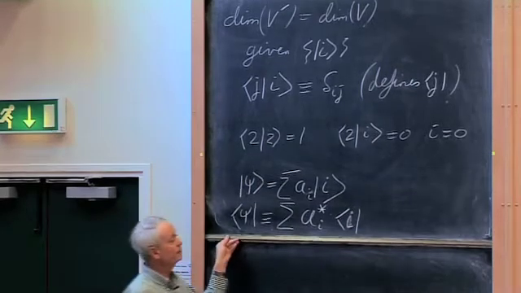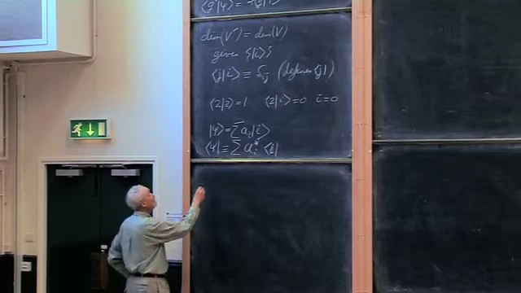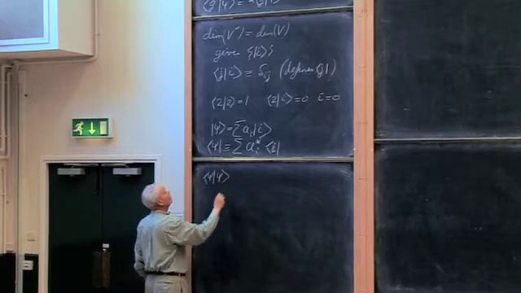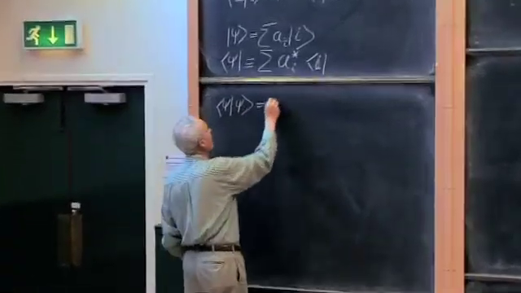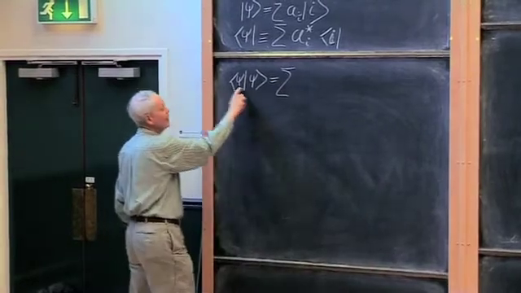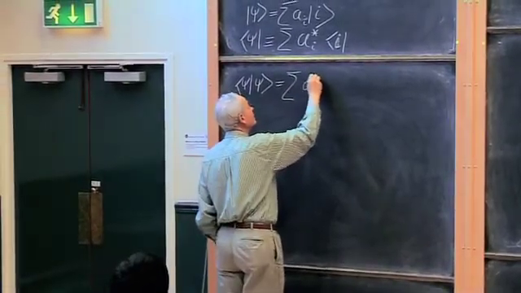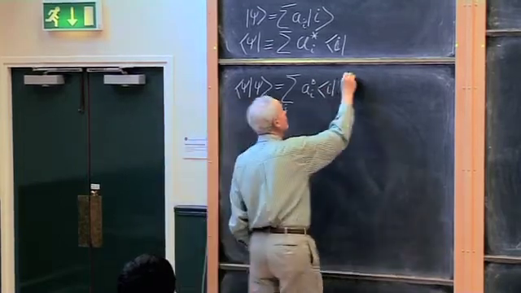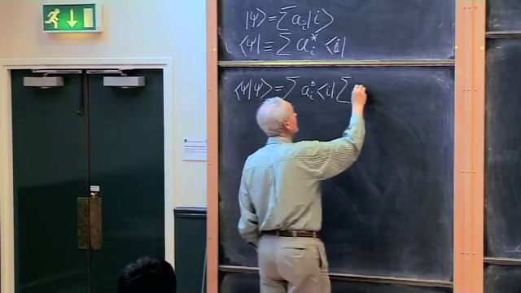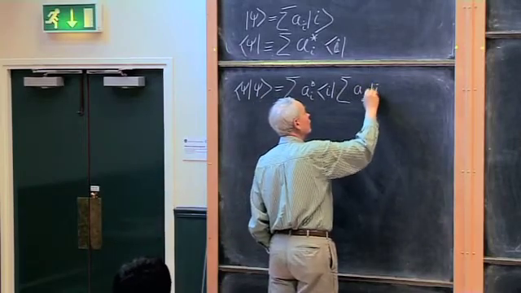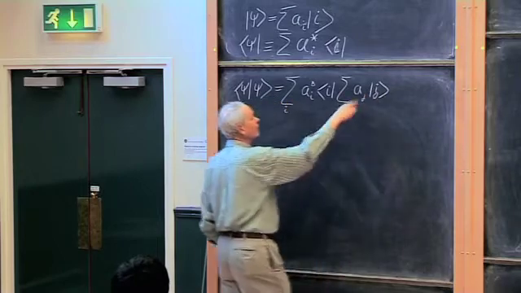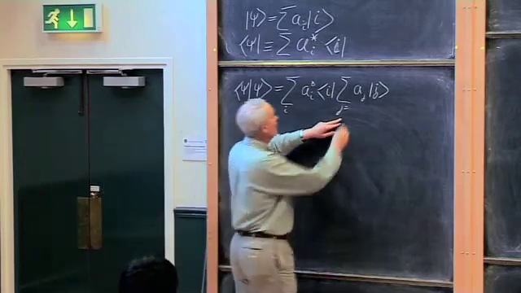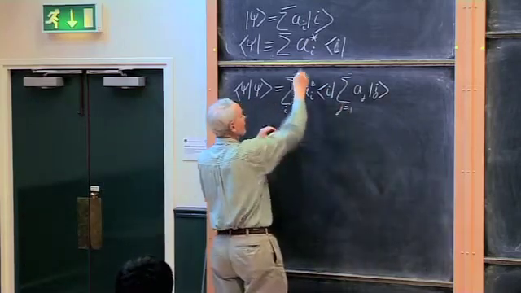Why do we do that? One reason is in order that we can evaluate this important number, <psi|psi>. So let's have a look at that number. I write this out as a sum, a_i star <i|, summed over i, and then I have to write the other one out as a sum, a_j |j>, so I'm summing over j. These are just dummy labels, so I'm entitled to call one j and one i. So it's a sum over j from 1 to however many we need, and i from 1 to however many we need.